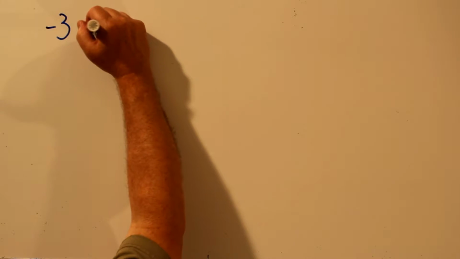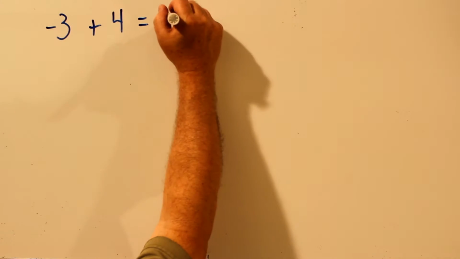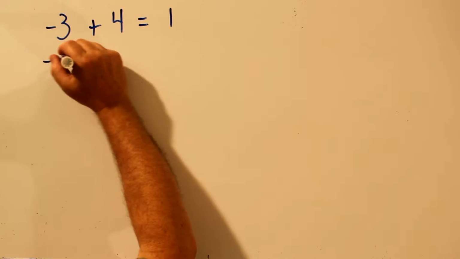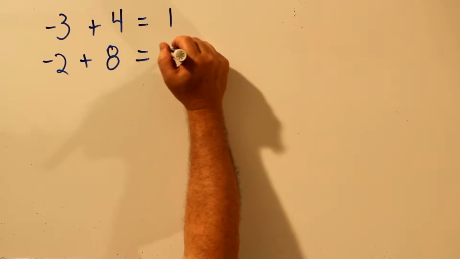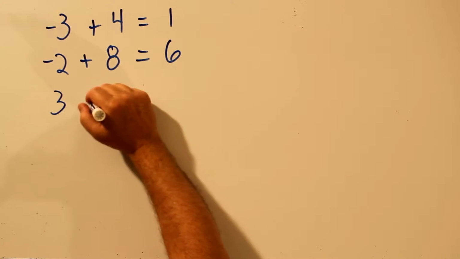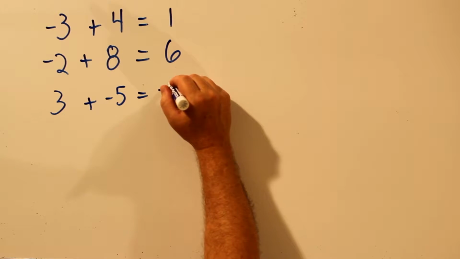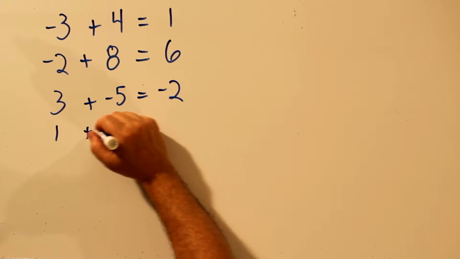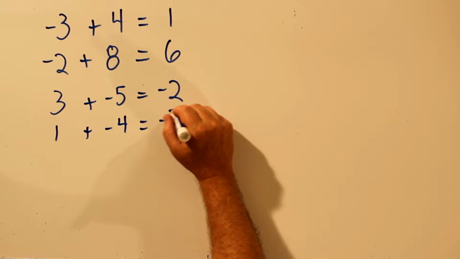I'm going to show you how to add a positive and a negative number together by first writing down some examples and letting you see what the answers are. See if you can see the pattern. 3 plus a negative 5 equals minus 2. 1 plus a minus 4 equals minus 3.